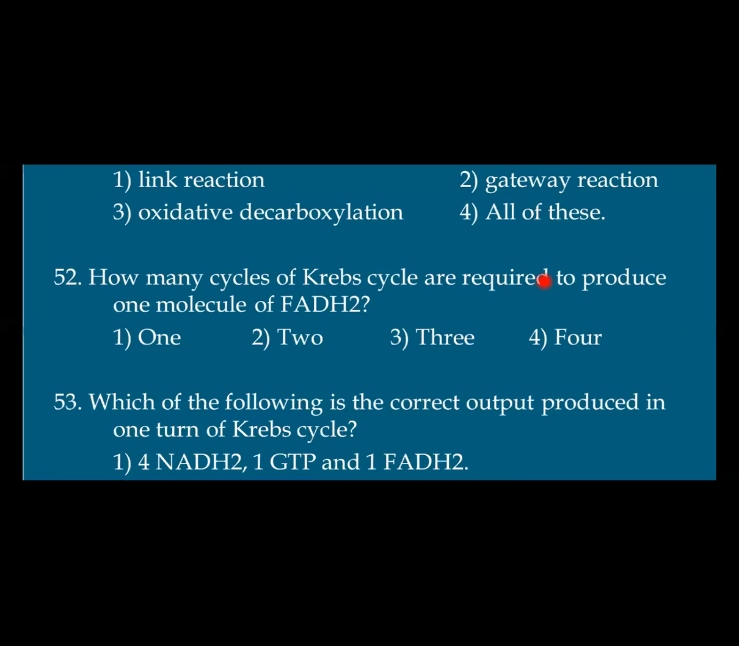Next question, how many cycles of Krebs cycle are required to produce one molecule of FADH2? Very simple, but simply to confuse, the question is asked this way: how many Krebs cycles are required to produce one FADH2? So the answer should be straight away one Krebs cycle, because you know that one cycle will give us one FADH2. Same if it is asked for NADH2, you should know that one Krebs cycle will give us 3 NADH2. So in that way you have to understand. Question number 53.